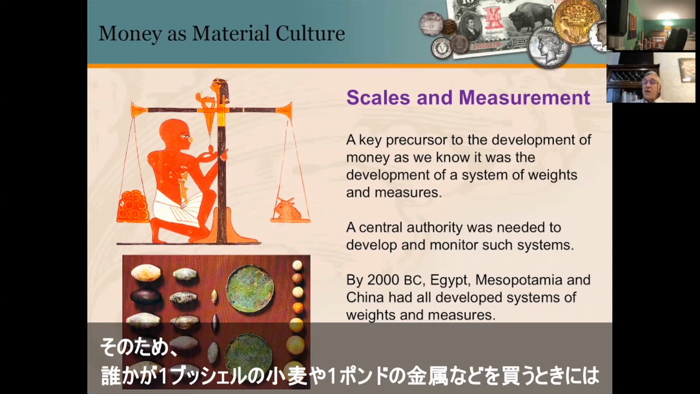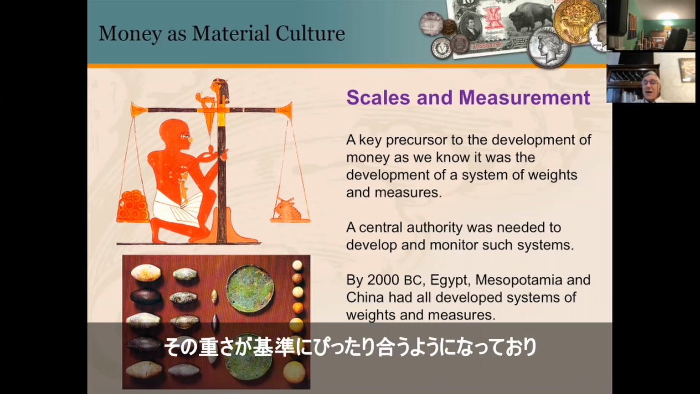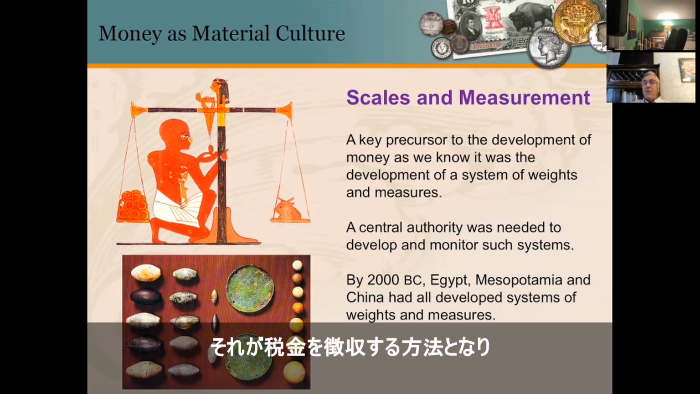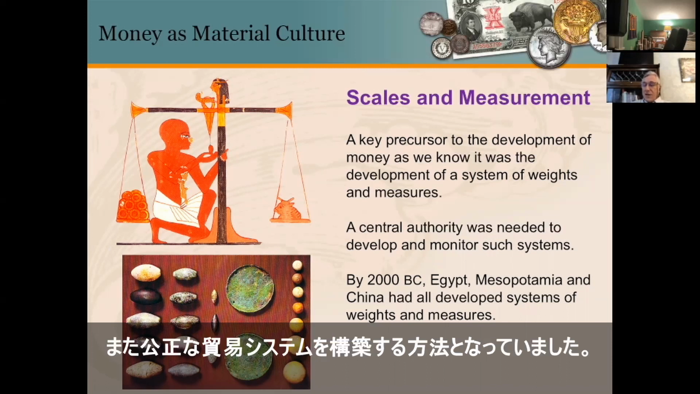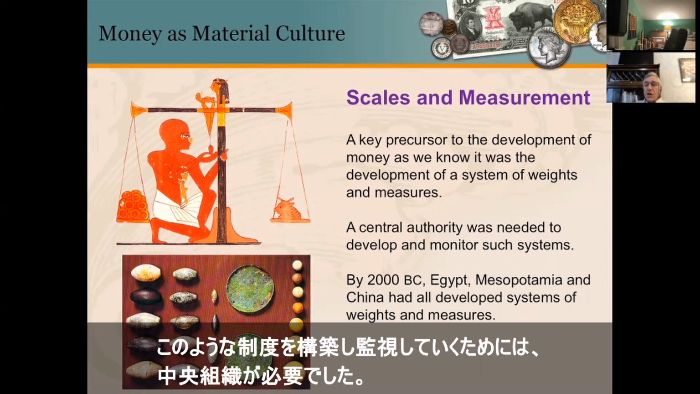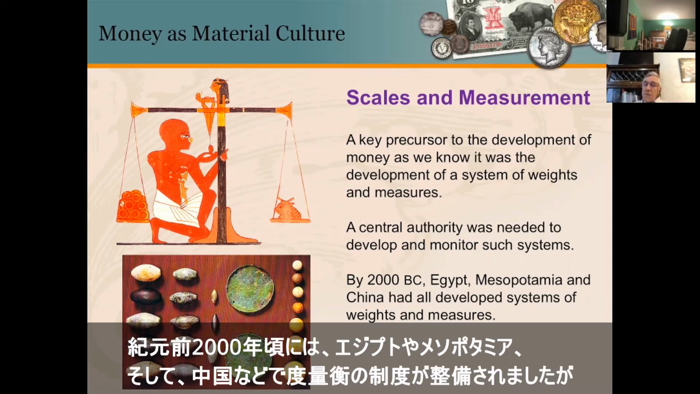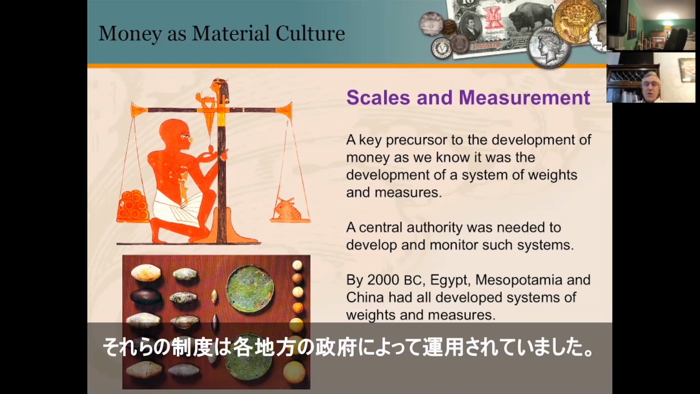They were supposed to follow that same standard, and thus you can ensure that when somebody bought a bushel of wheat or a pound of metal or something, it would exactly match what the standard was, and that became a way of charging taxes and also creating fair trade systems. A central authority was needed to develop and monitor such systems. By 2000 BC, Egypt, Mesopotamia, and China had all developed systems of weights and measures which were enforced by the local authorities.